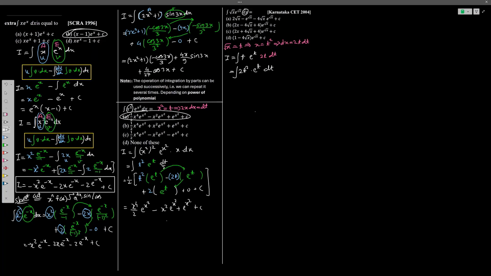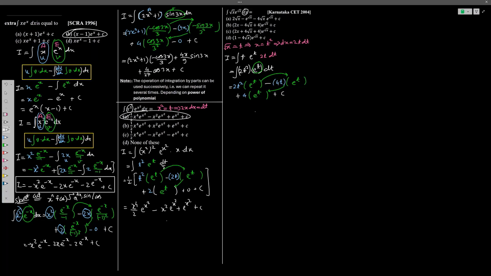Apply the formula, the shortcut method, for 2t square and e raised to t. First of all, 2t square bracket for integration, minus differentiation of 2t square, 4t, bracket for integration, plus differentiation of 4t, 4, bracket for integration, and finally plus c. Okay. Now we have to integrate e raised to t, again e raised to t, again integrate, e raised to t.